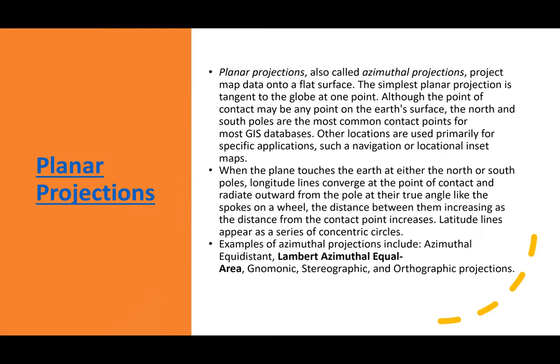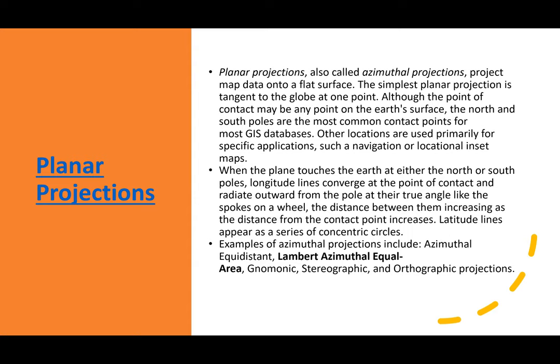When the plane touches the Earth at either the north or south poles, longitude lines converge at the point of contact and radiate outward from the pole at their true angle, like the spokes on a wheel. The distance between them increases as the distance from the contact point increases. So as you're watching these lines, longitude lines, go from these different poles, you notice that they start to increase in distance between them as you go north or south from these poles. Latitude lines appear as a series of concentric circles, right? There is some difference in the distance between them, not as much as longitude lines.